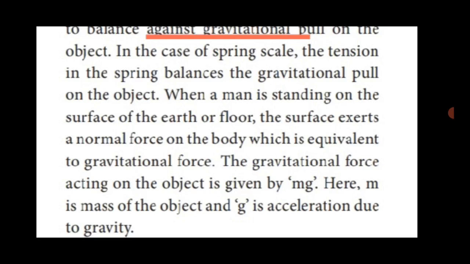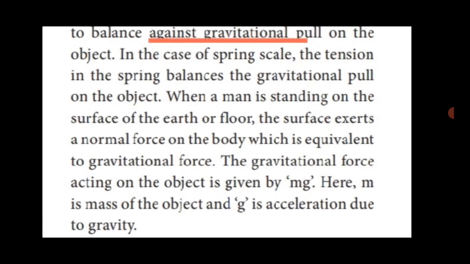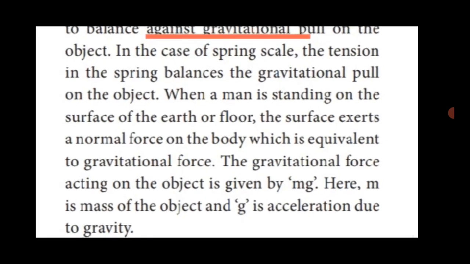The gravitational force acting on the object is given by what? mg. Here m is the mass of the object, and g is the acceleration due to gravity. The gravitational force acting on the object is given by the formula mg.